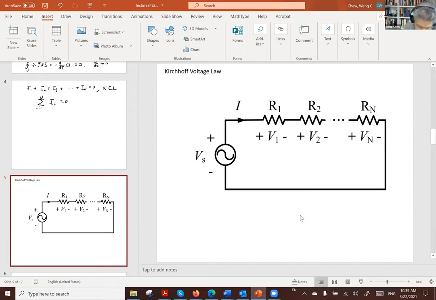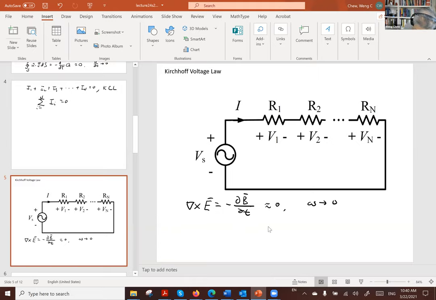And this law actually comes from Faraday's law, being this. And I'm also going to assume that the frequency is very low, so variation with respect to time is going to be very small. And if that is the case, then Faraday's law says that curl of E must be equal to zero. And this means that E can be expressed as a gradient of a potential. Okay, E must be proportional to the gradient of a potential. Then this equation is automatically satisfied.